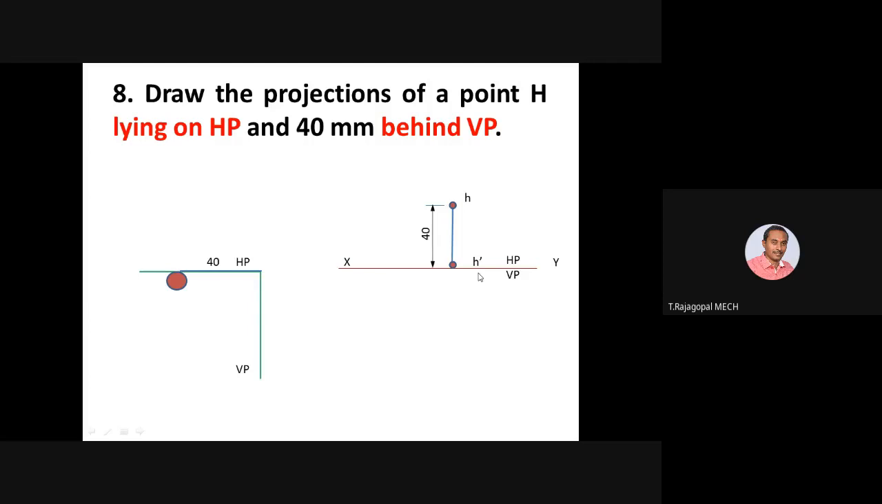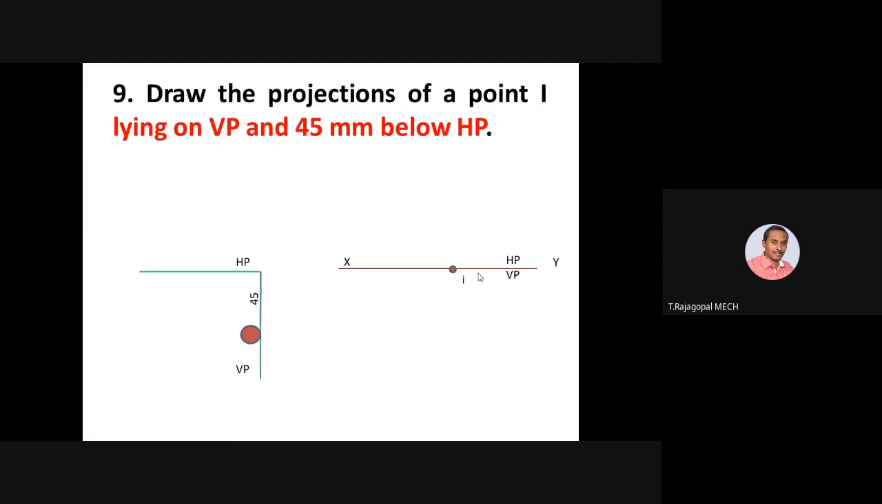The next condition is lying on VP, below HP. Lying on VP, vertical plane, and below HP. So below HP, lying on VP, the condition is 45 mm below. And lying on VP, if you see from the top, exactly it will lie on the XY reference line. So that is the top view. From the front view, I can clearly see it is below XY, 45 mm. After rotation of this plane, the HP is above the XY. I hope this is clear.